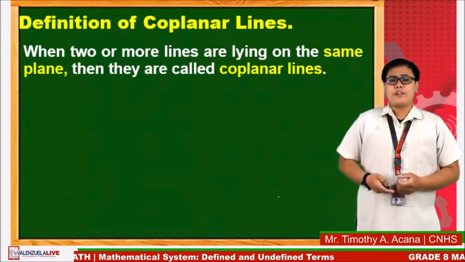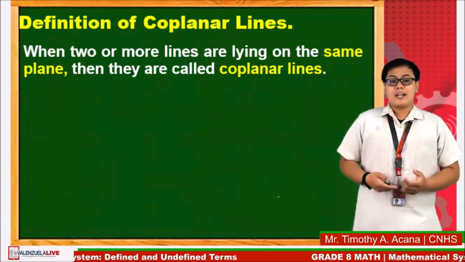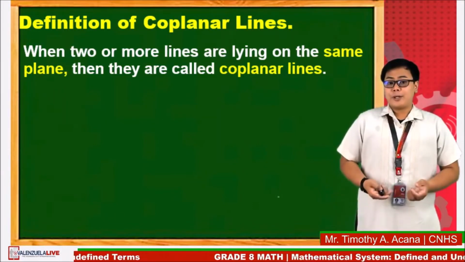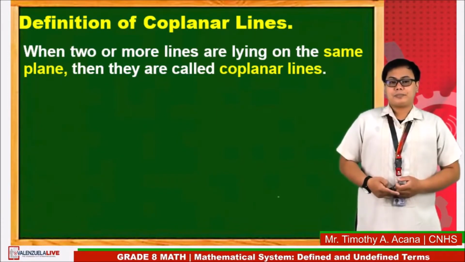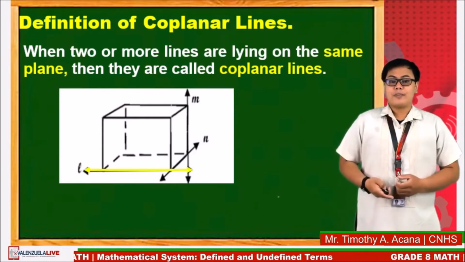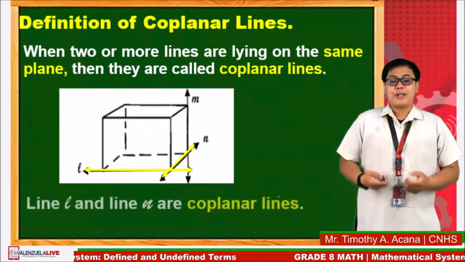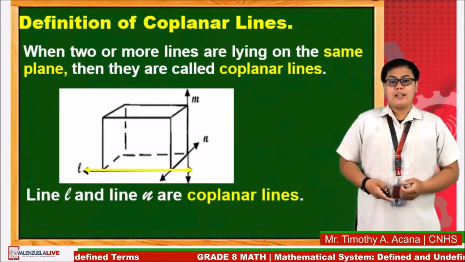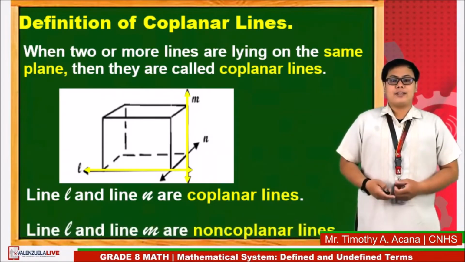Then we have the definition of coplanar lines. When 2 or more lines are lying on the same line, or the same plane rather, then they are called coplanar lines. Example, we have here on the figure, line L and line N are coplanar lines, while line L and line M are non-coplanar lines.